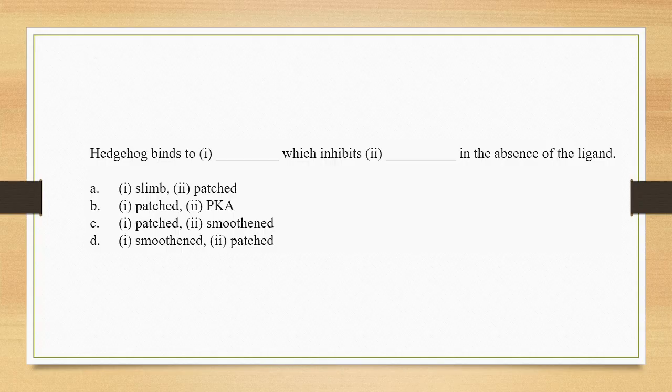Okay. Next question is, hedgehog binds to dash, which inhibits dash in the absence of the ligand. So your options are A, smoothened and patched respectively, B, patched and PKA respectively, C, patched and smoothened, and D is smoothened and patched. Okay. So you have 2 minutes to answer this question.